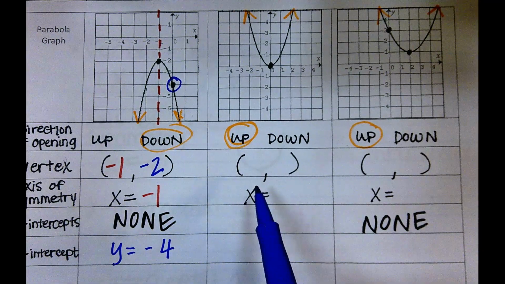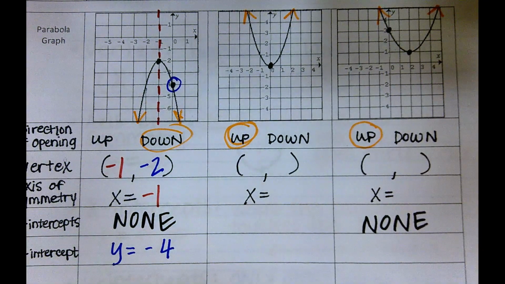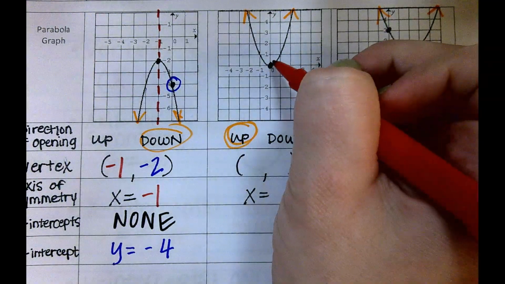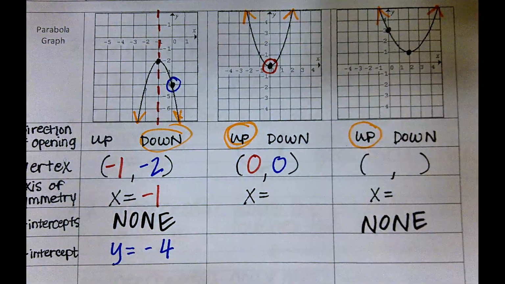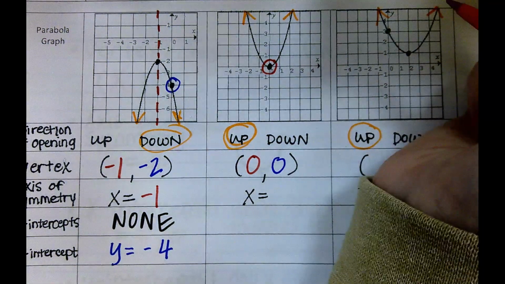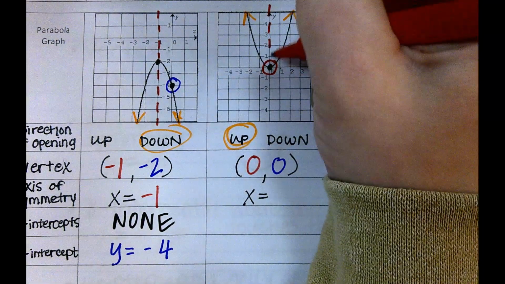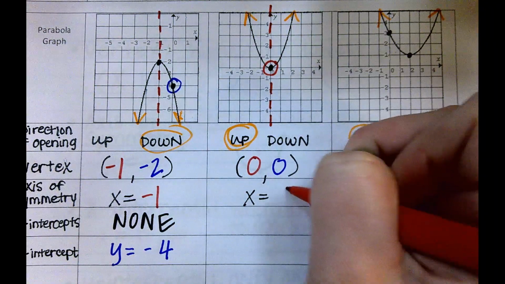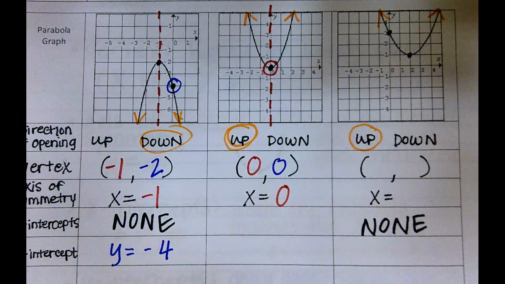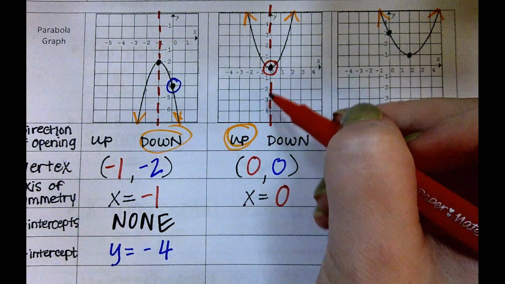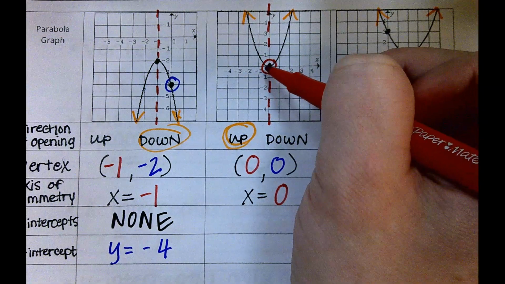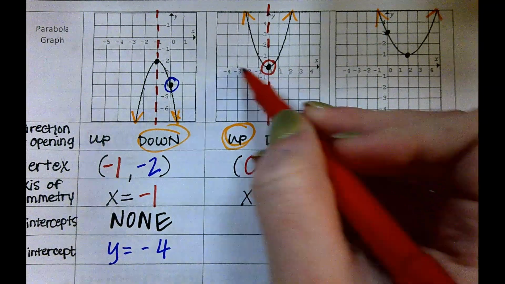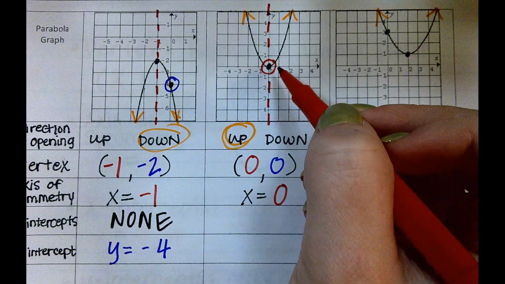Who's got the next one? Amber? 0, 0. 0, 0 for our vertex. Okay, how about the axis of symmetry? Also 0. The y-intercept is negative, the x-intercept is -1. Where is that for this one? Is this supposed to be where the 2 points meet? Is that the x-intercept or no?